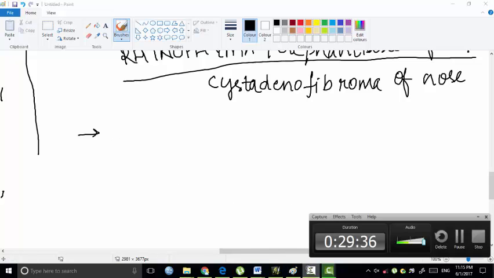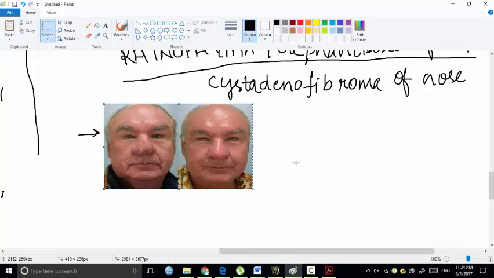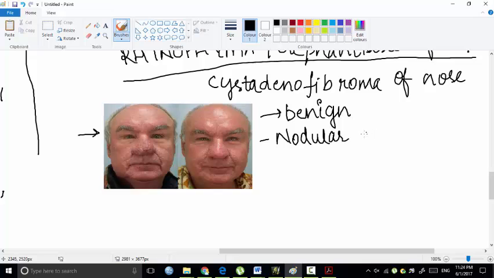I will try to show you a picture. So this is Rhinophyma of nose. Here, if you see, you can see this Rhinophyma, where there is nodular enlargement of the tip of the nose. It is a benign condition, and it is a nodular enlargement of the tip of the nose, as you can see in the diagram.